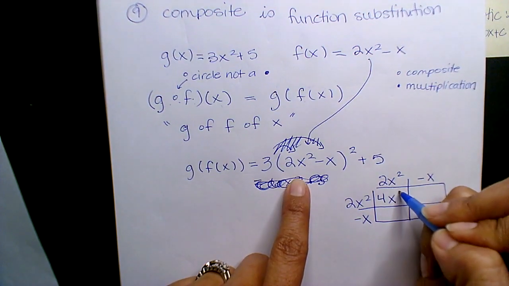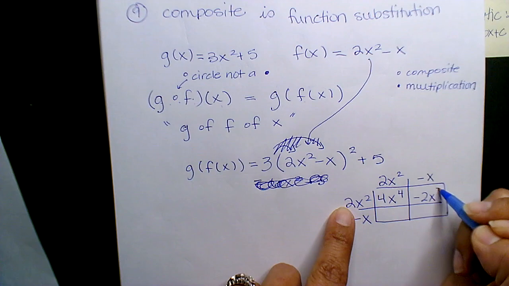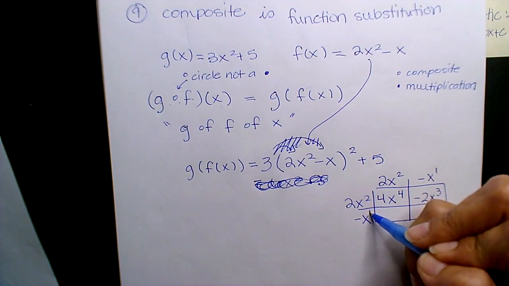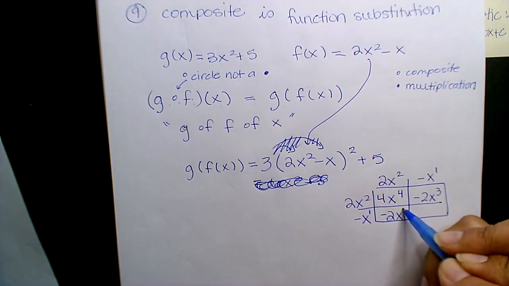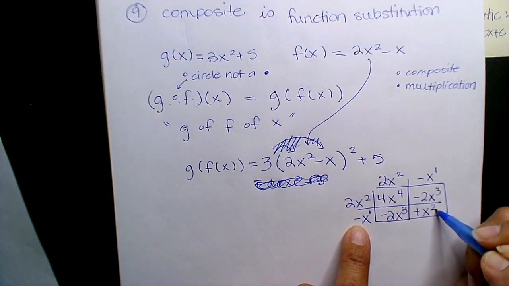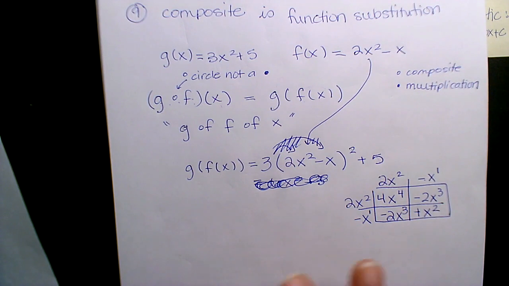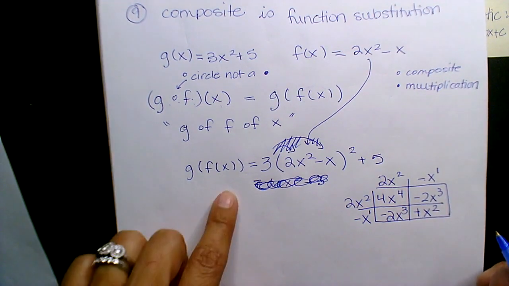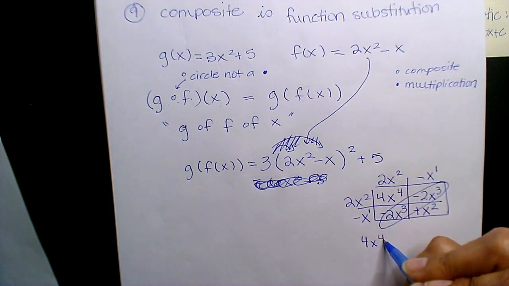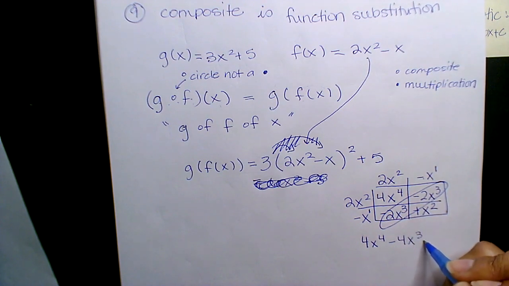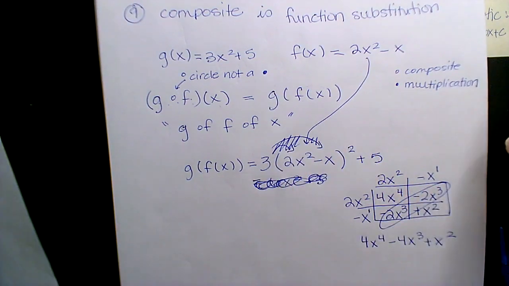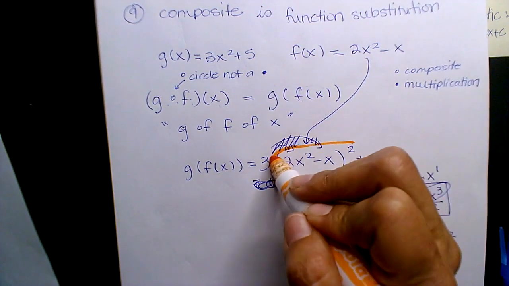So 4x to the 4th minus 2x cubed, right? Because this is 1. 2 plus 2 is 4. 2 plus 1 is 3. 1 plus 2 is 3. Negative, negative, positive x, 1, 1, 2. If you don't want to do the box method, you don't have to copy this. I'll do it the other way as well. These are your like terms. So I get 4x to the 4th minus 4x cubed plus x squared. That is equivalent to this quantity squared here.